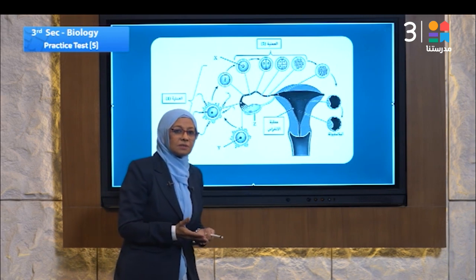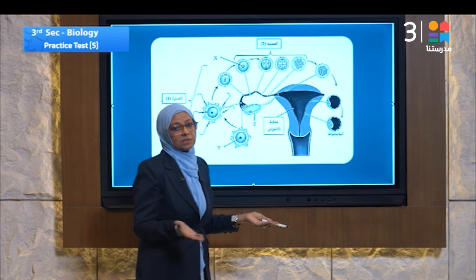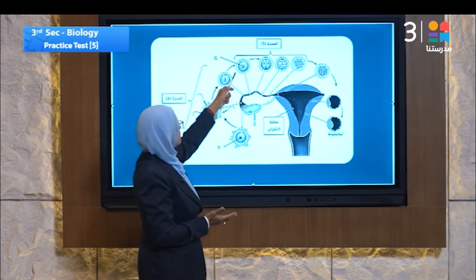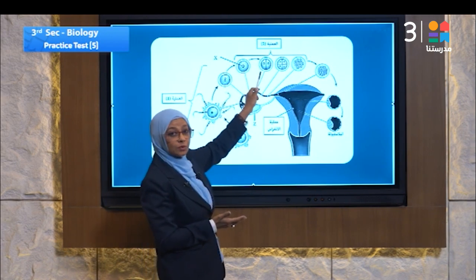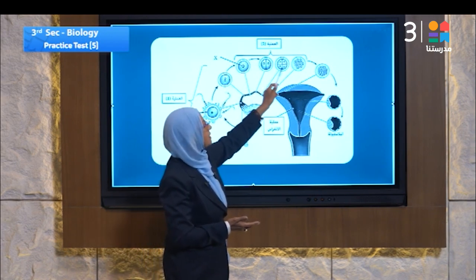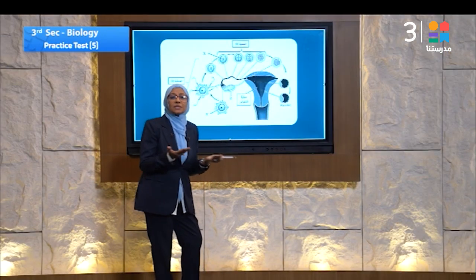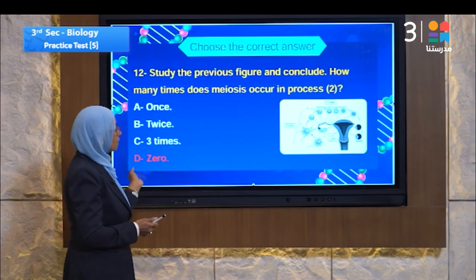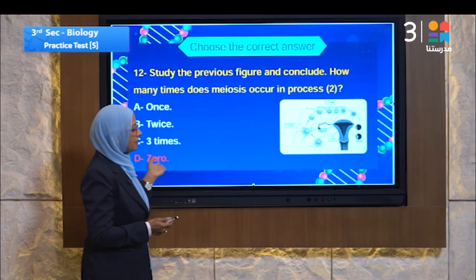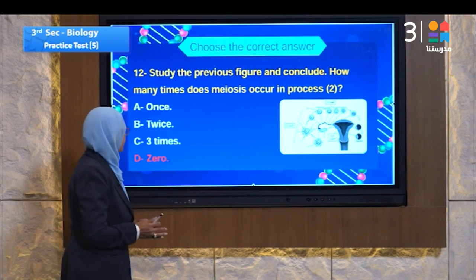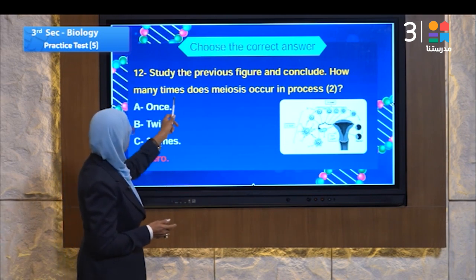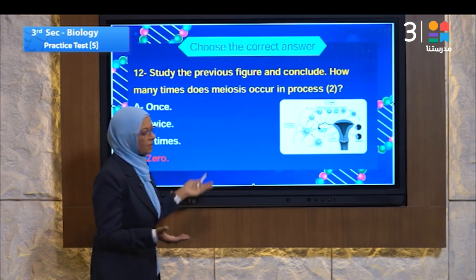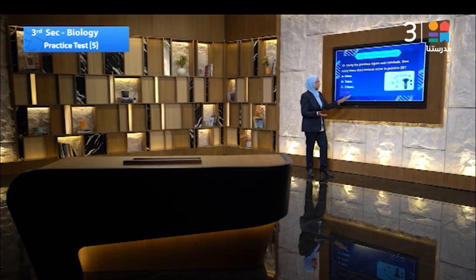Where is the meiosis in process number 2? No meiosis here. Why? Because they start with 1 and give 2, start with 2 and give 4, start with 4 and give 8. That is mitosis. Where is the meiosis? No meiosis here, so the answer must be 0. There is mitosis, not meiosis. So how many times does meiosis occur? No meiosis occurs, so the answer must be 0.